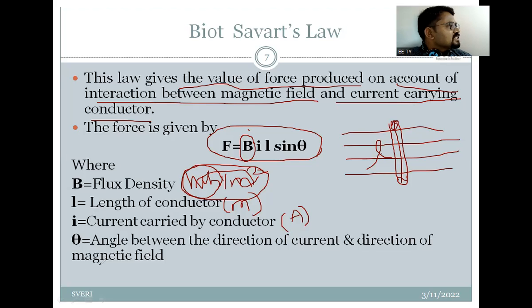What is that angle theta there? The angle between the direction of the current and the direction of the magnetic field. See here, the direction of the magnetic field is in this direction, I have shown the arrow there, and the conductor is going to carry the current in this direction. Whatever this angle is, you can consider this angle to be theta.